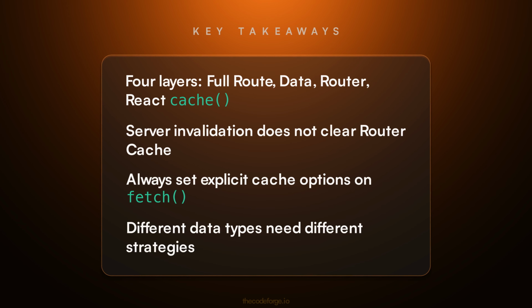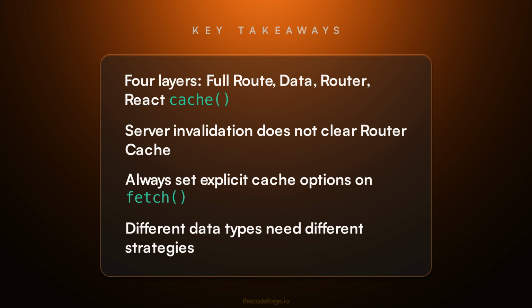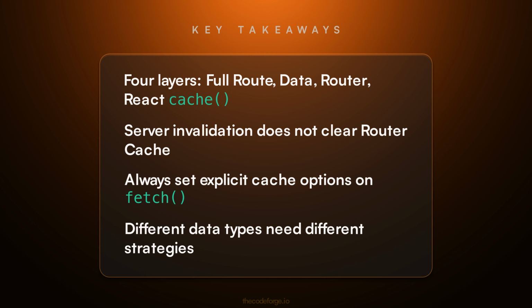Let's recap the key takeaways. 4 layers: full root, data, router, React cache. Server invalidation does not clear router cache. Always set explicit cache options on fetch. Different data types need different strategies.